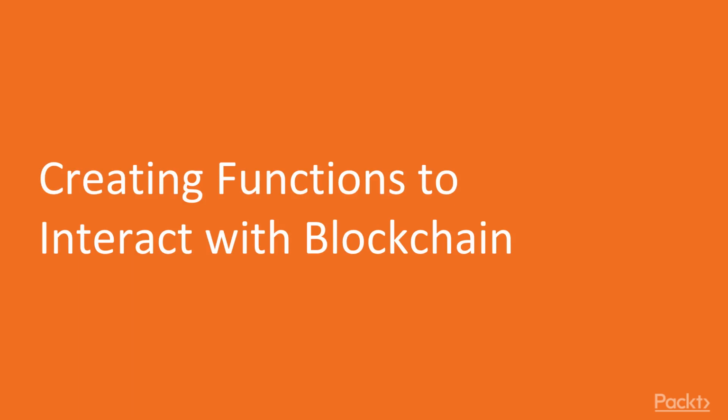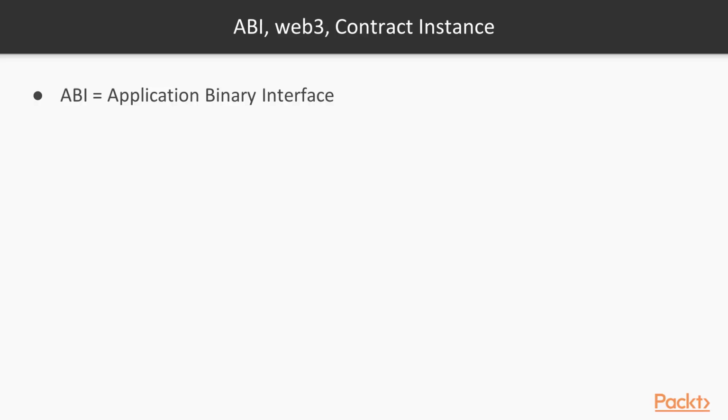Today in this video, I'll be explaining how to create functions to interact with the blockchain, how to create the instance of the contract and how to use it, what the ABI is, and how it is useful for us. ABI, which stands for Application Binary Interface, is used to interact from our code with the smart contract functions. The ABI specifies the set of functions available, the parameters to the functions, and so on.